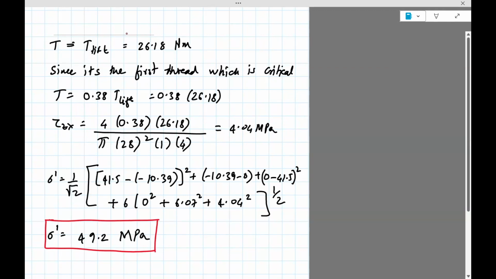Okay, that's the stress on the first tooth, and the von Mises stress on the other teeth will be smaller than this, but we'll have to design based on the maximum stress, which is going to be this one.